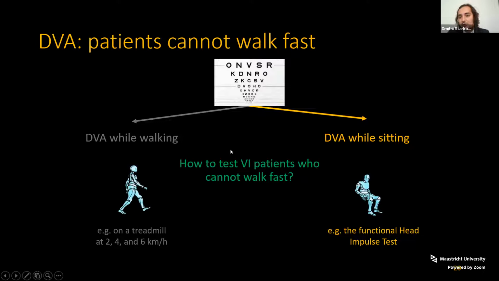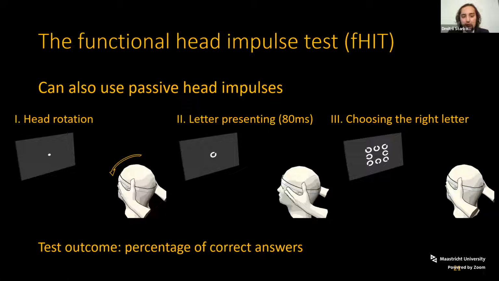However, we also wanted to ask what to do with patients who could not walk fast enough. So in this case, there is a testing condition while our patients sit. And there is a novel test called the functional head impulse test. The idea of this test is pretty simple. It's pretty similar to the video head impulse test. It also uses head impulses. However, instead of recording the eye movements at the beginning of each impulse and during this impulse, we present a symbol on the screen in front of the patient. And then at the end of each impulse, we ask our patient to recognize this symbol. And this demonstrates how patients could see during the head movements. And also this is the score of the test.